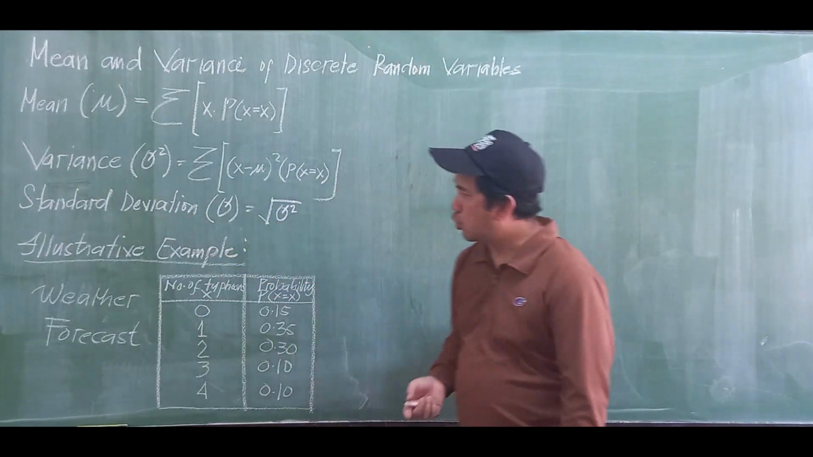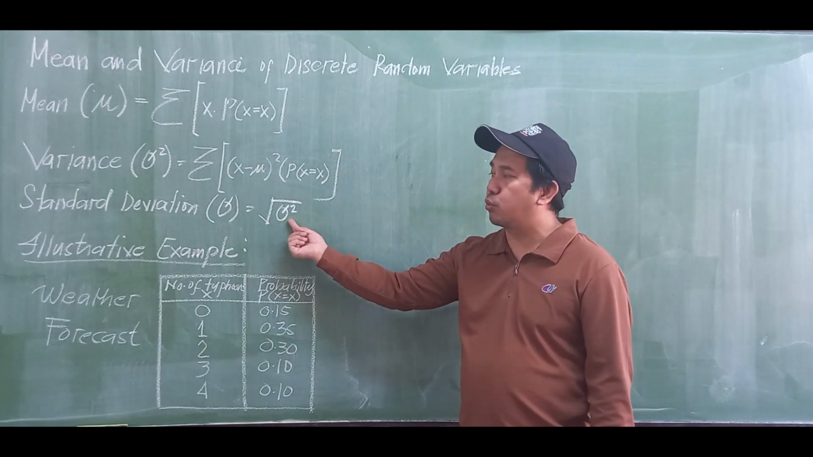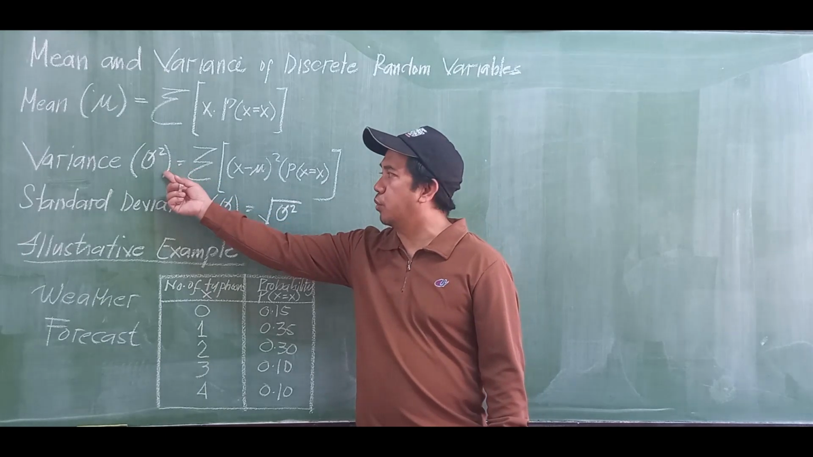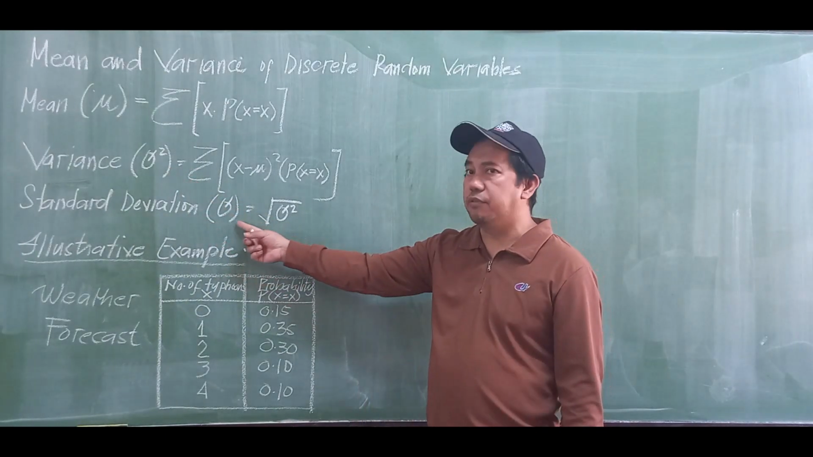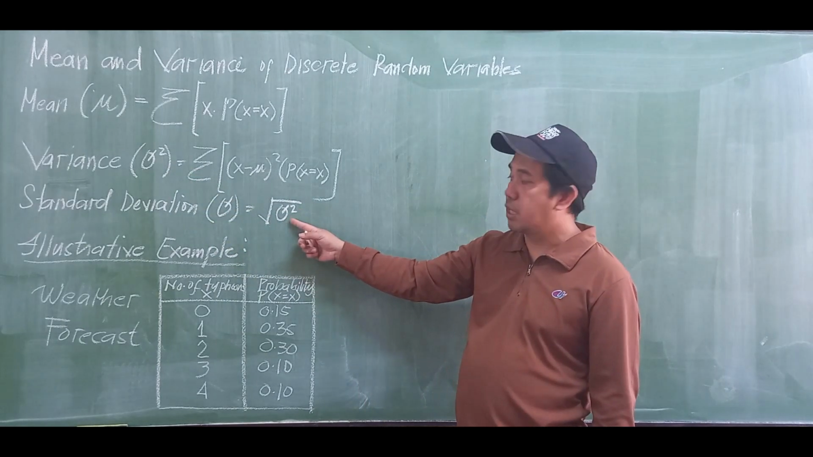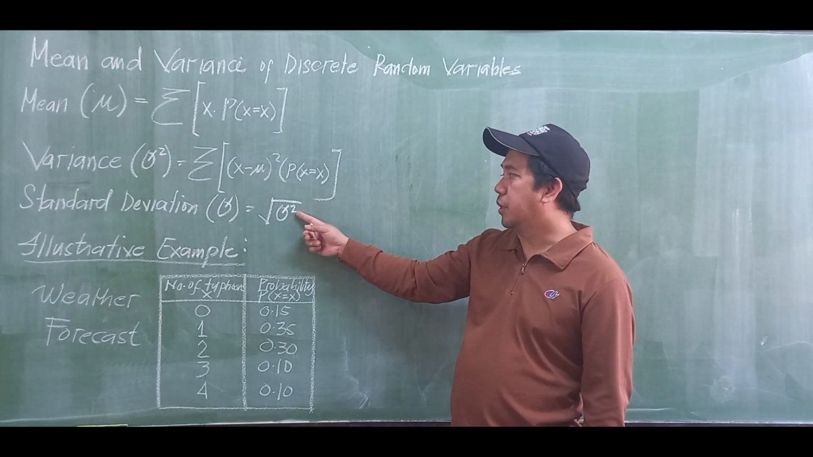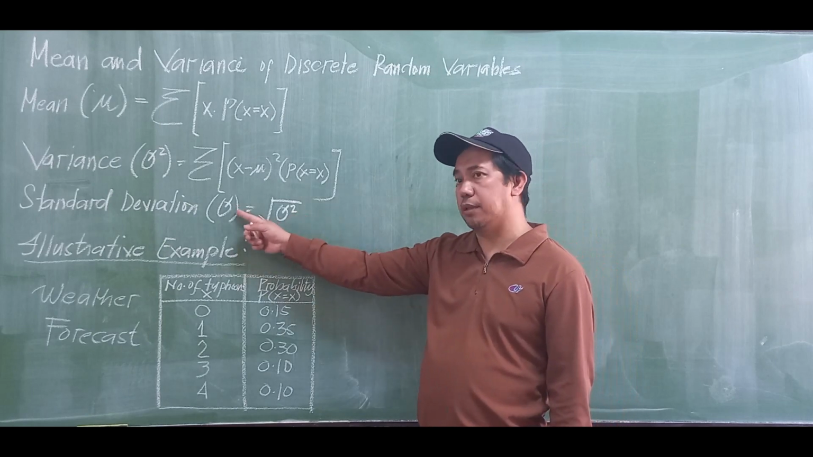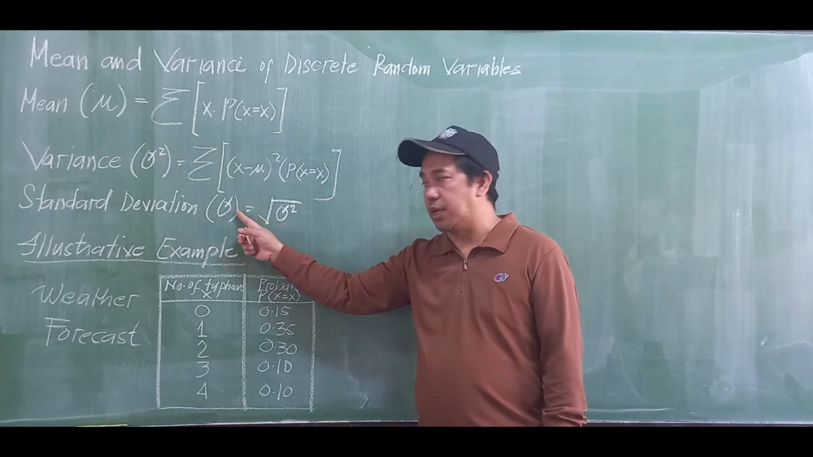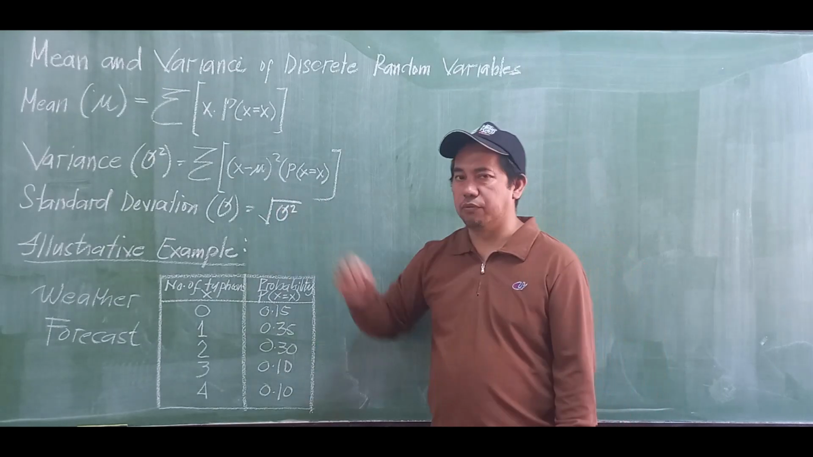Now, what about the standard deviation? The standard deviation can be computed by just taking the square root of the variance. So, as you can see, the standard deviation is equal to the square root of the variance. Or vice versa, the variance is the square of the standard deviation.